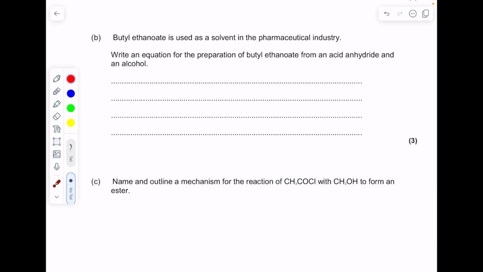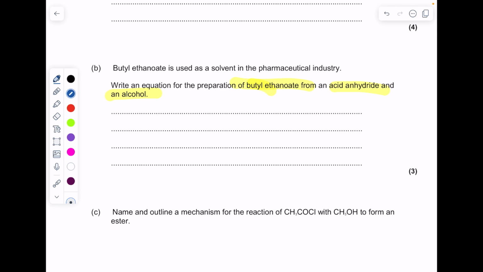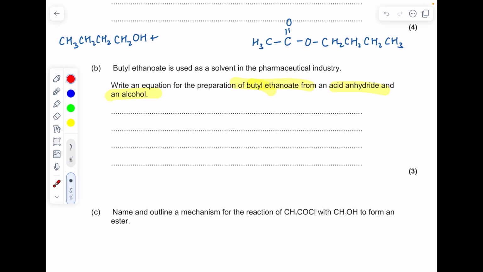Butyl ethanoate is used as a solvent in the pharmaceutical industry. Write an equation for the preparation of butyl ethanoate from an acid anhydride and an alcohol. I'm just going to draw this out so you can see it more clearly. Remember, this bit comes from the alcohol, so that will therefore be butanol, butan-1-ol. And then this portion here comes from your acid anhydride, which is going to be the ethanoic anhydride.